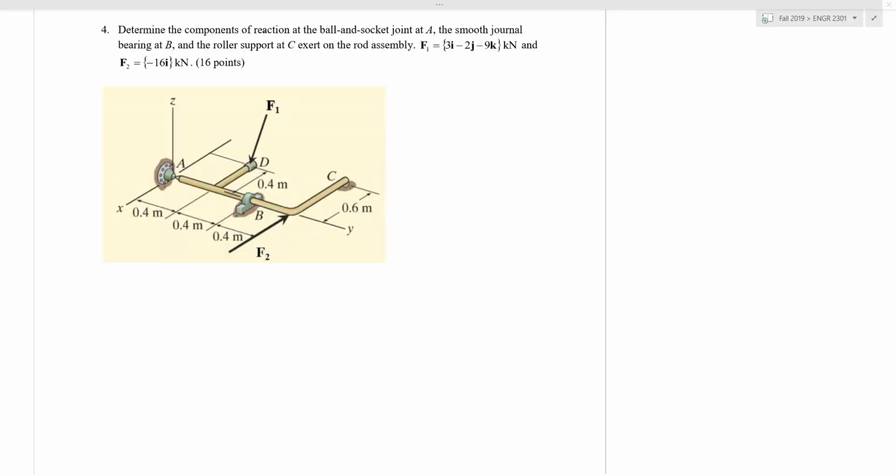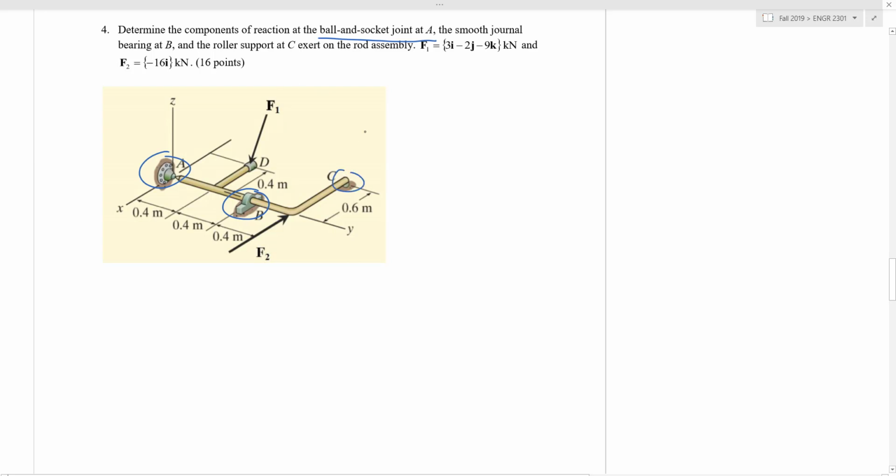Let's look at this problem. We need to determine the support reactions for this structure, this rigid body. We have different types of supports. We have a ball and socket joint at point A right here, a smooth journal bearing at B, and a roller support at C.